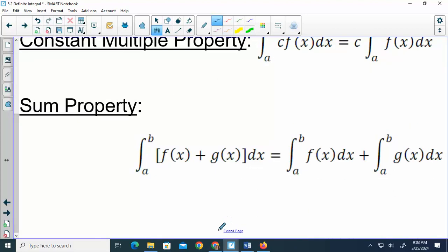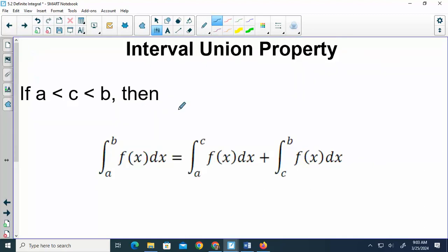The last one is probably the most useful. If you have the integral of things being added together, you can break them apart. So you can take one integral and break it apart and add them together. And it would also work with subtracting. So we can break apart terms, integrate those separately, and then combine our answers at the end.